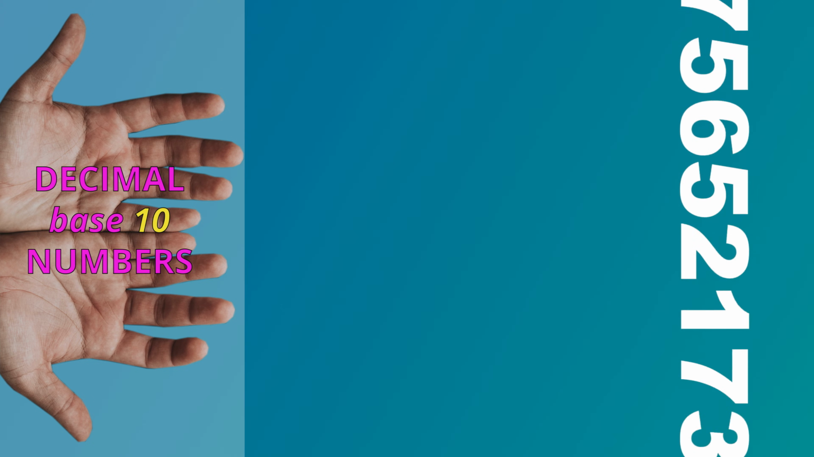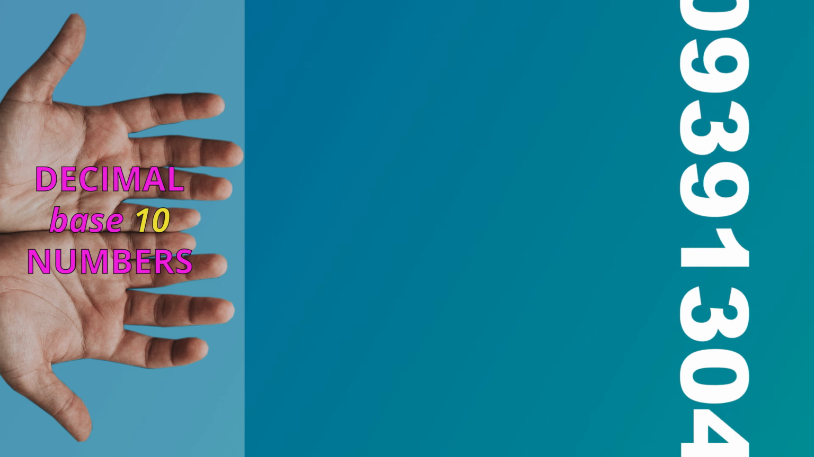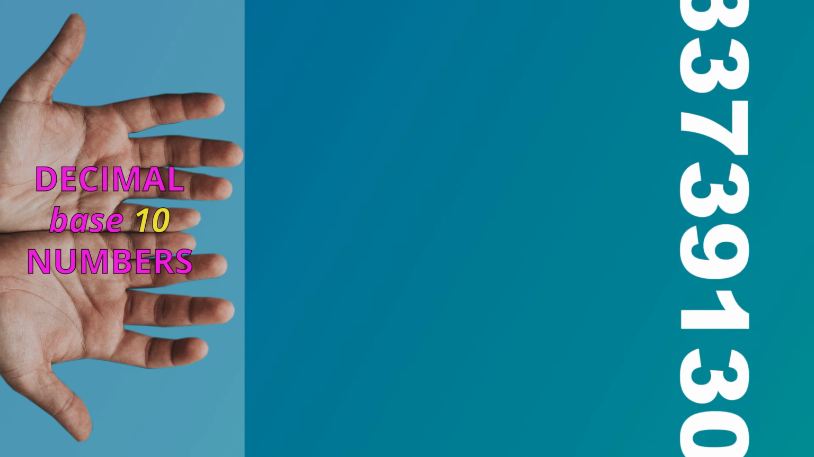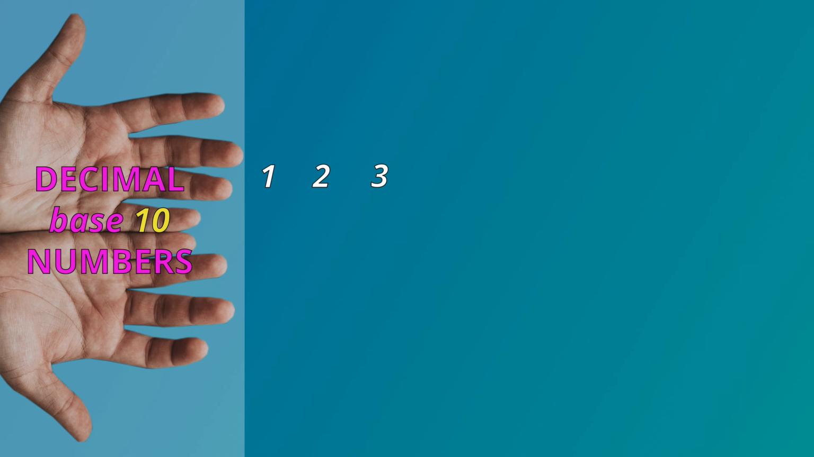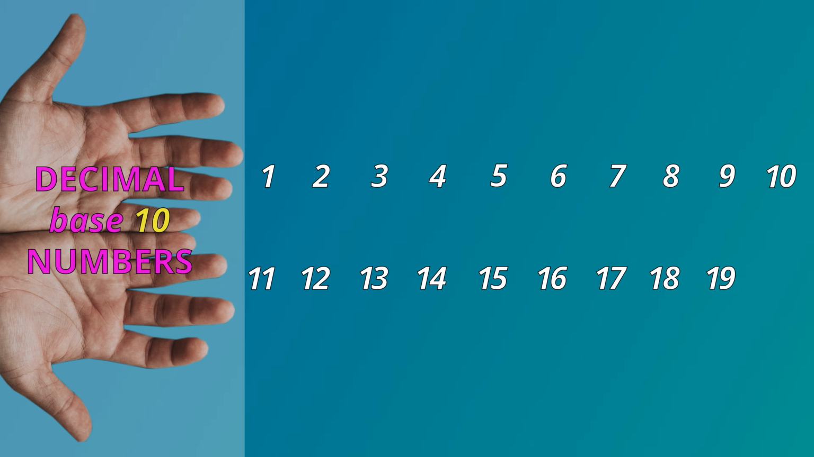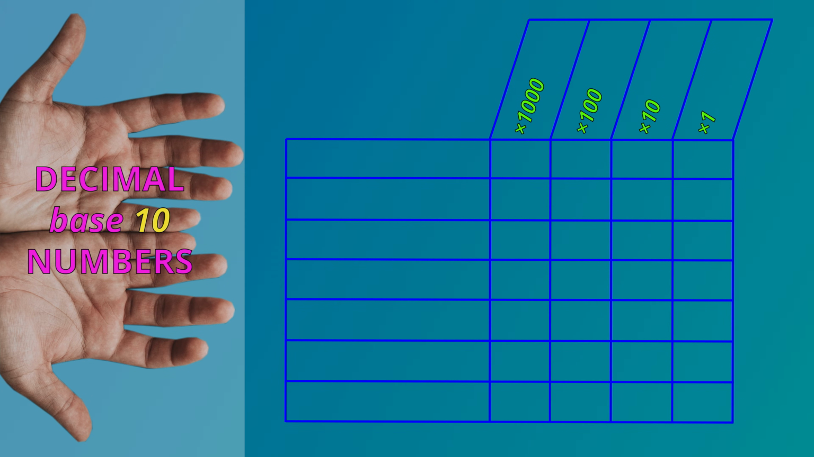Now let's see our ordinary decimal system that is a base 10 number system. We count 1, 2, 3, 4, 5, 6, 7, 8, 9 and 10. And then we start again: 11, 12, 13, up to 20 and so on. The position of the units or ones, the tens, the hundreds, the thousands column is important.